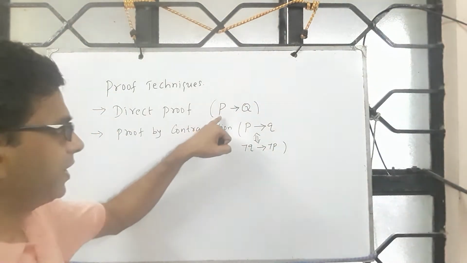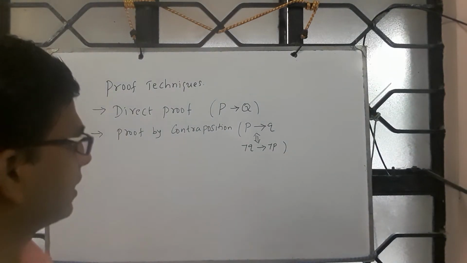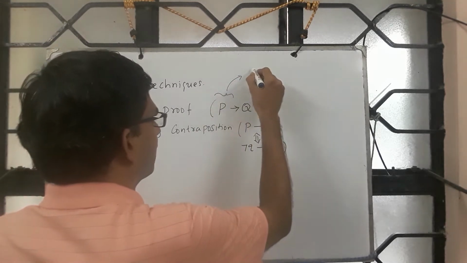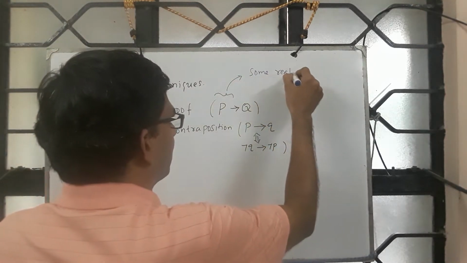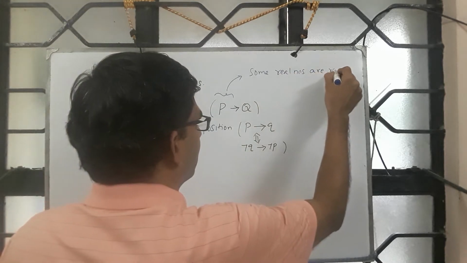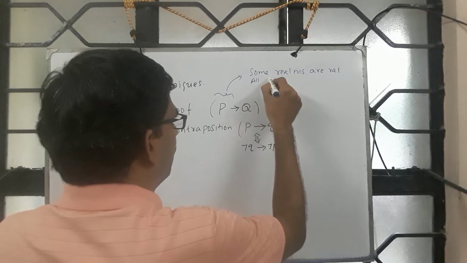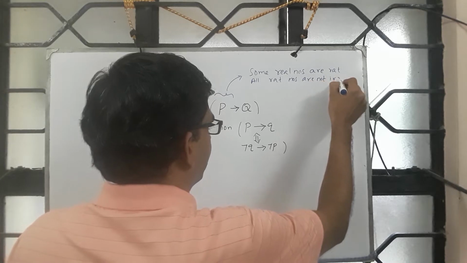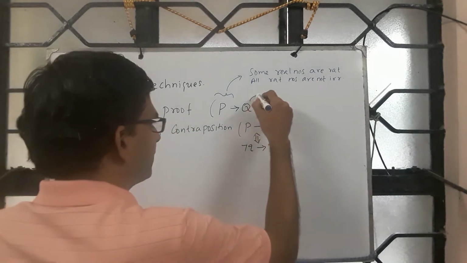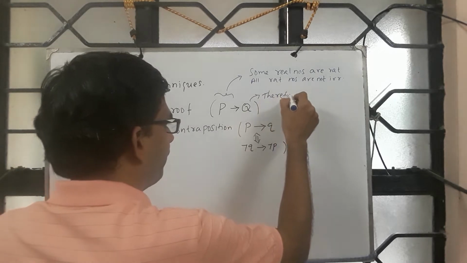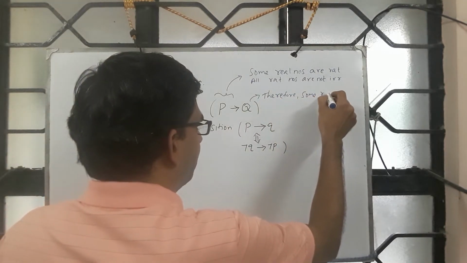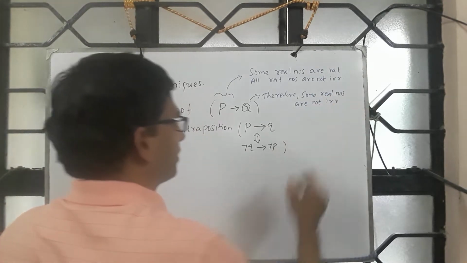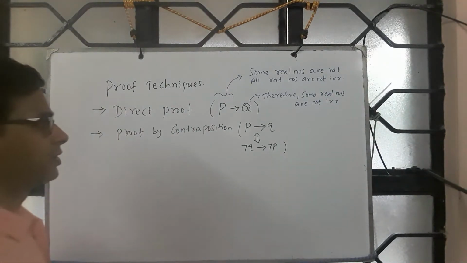For example, P consists of some real numbers are rational. So P could be a collection of statements. So it could be something like some real numbers are rational and all rational numbers are not irrational. And Q could be something like, therefore, some real numbers are not irrational. Okay, so things like this.